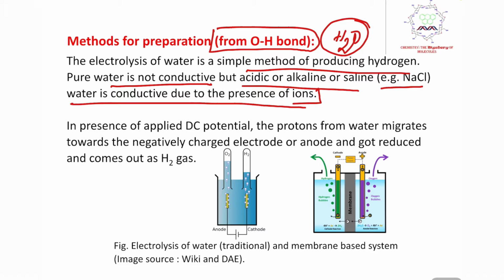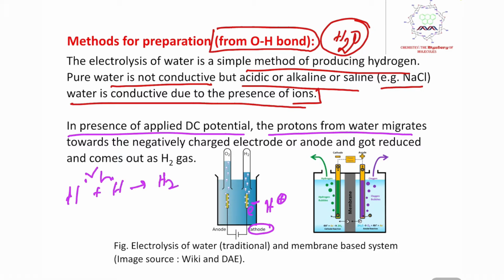And what happens if we provide a DC potential? It allows the protons to migrate towards the negatively charged electrode, because protons, remember, are H plus. Where will they go? Where the electron is supplied, that is the cathode. It will take one electron, form one H dot, combine with another H dot, and produce hydrogen gas, which will come out. Similarly, at the anode you can see the evolution of oxygen, because the anode is positively charged, so OH minus goes there and loses its electron density, and ultimately it is converted into water and oxygen.